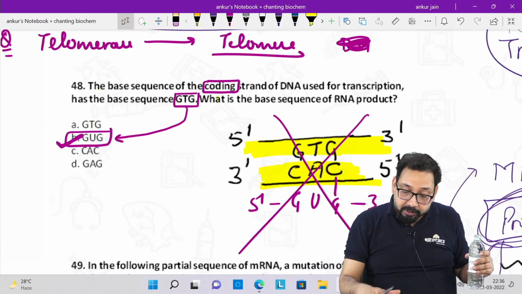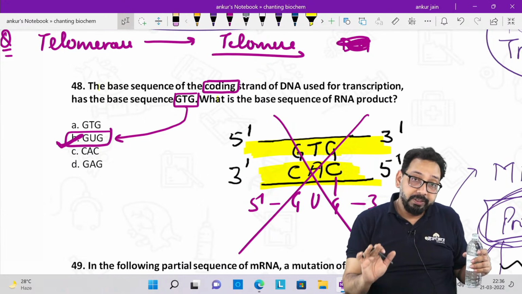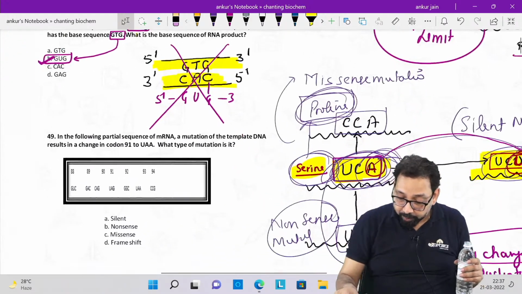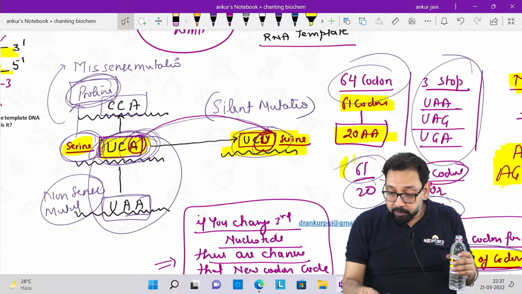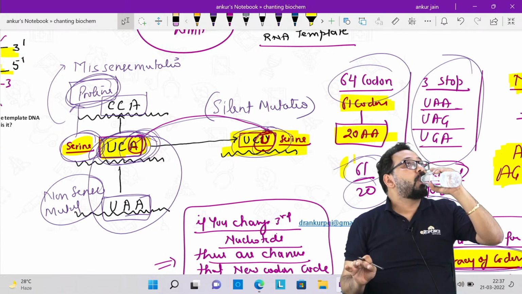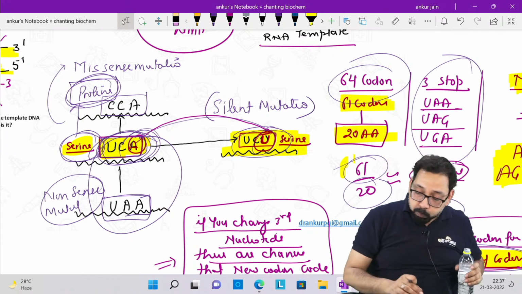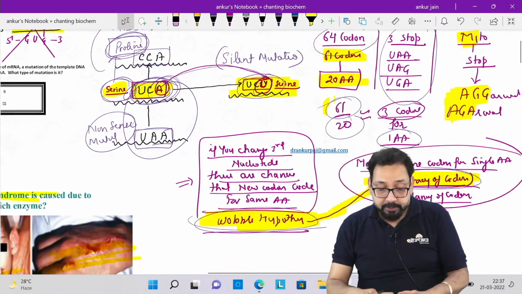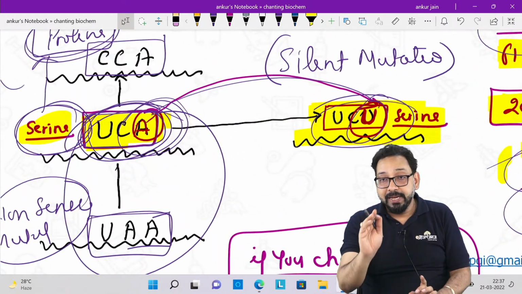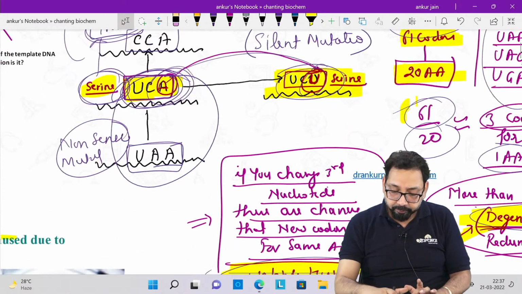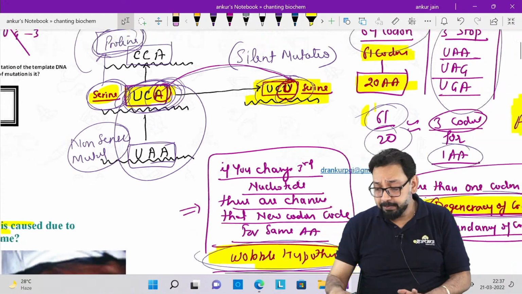Whenever you are asked for messenger RNA, if the coding strand is given, you will write the same sequence except T is replaced by U. More than one codon for a single amino acid is called degeneracy of codon. UCA codes for serine, UCU codes for serine. If serine is replaced by serine, silent. Serine to proline, the amino acid changed, missense mutation. Serine to stop codon, nonsense mutation.